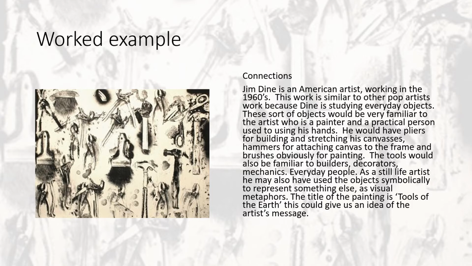The title of the painting is Tools of the Earth. This could give us an idea of the artist's message. So again, I'm just talking about the geography, the history, what's going on at the same time, artists that are related. I've also referred to the title. You may not be able to, but generally, in most cases, you can find the title of the painting, and it's usually a pretty good clue as to what the artist's message might have been. They don't completely explain what their thinking is, but the title is their way of hinting to you. Okay, moving on to the next slide.